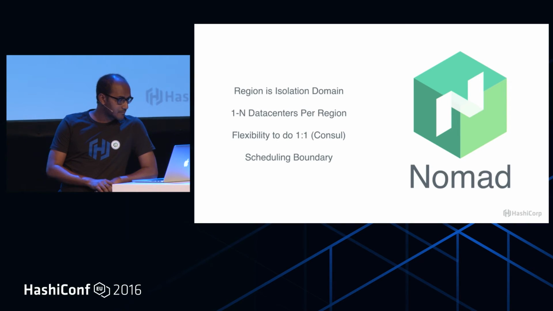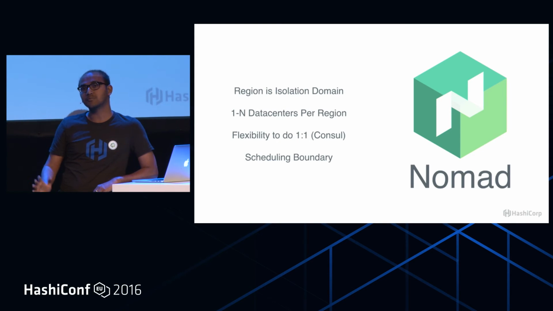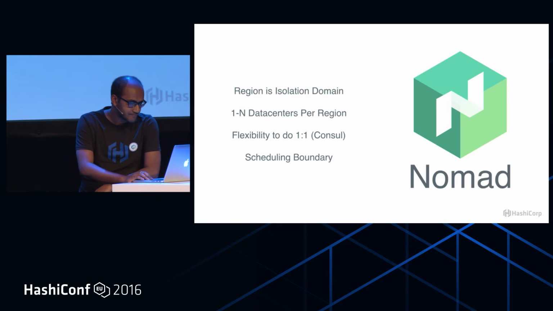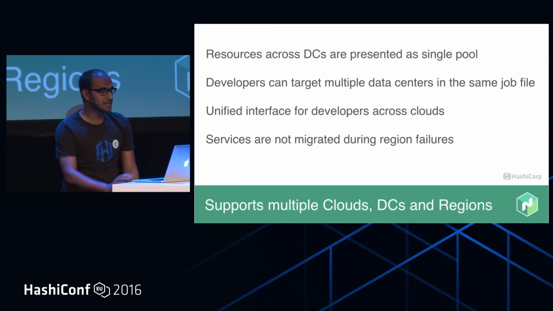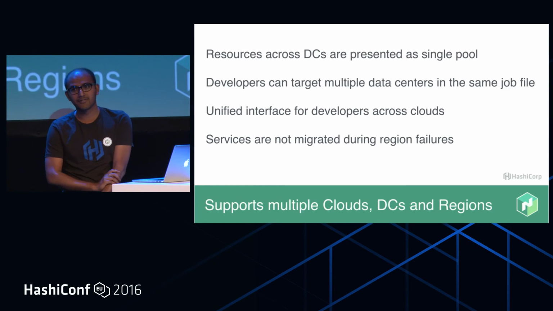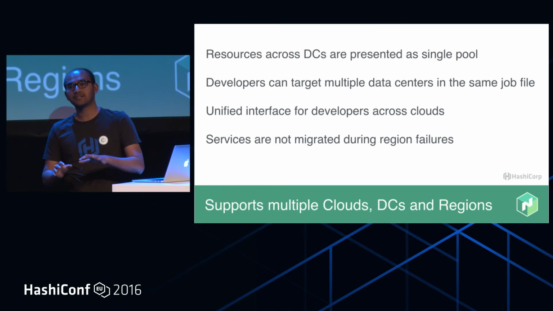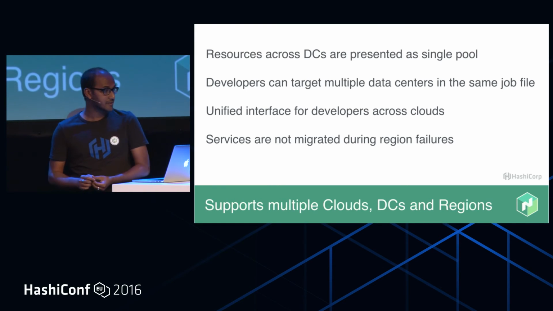And a region is a single scheduling boundary, so if a scheduler fails, you won't be able to deploy jobs in that region, but you could be deploying jobs at the same time to other regions which are functioning properly. And a data center is a single pool of resources, right? When you are deploying, you want to say that I want 50 nodes of my service in a single data center, and I want a different number of nodes in different regions.